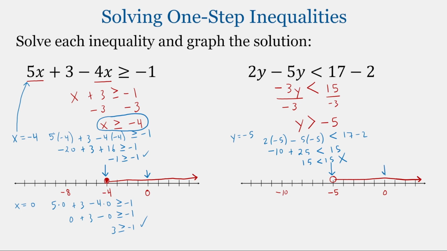We'll also try 0. At y equal to 0, we have 2 times 0 minus 5 times 0 less than 17 minus 2. You get 0 minus 0 less than 15, and 0 is less than 15. So that's a true statement. The solution is y greater than negative 5.